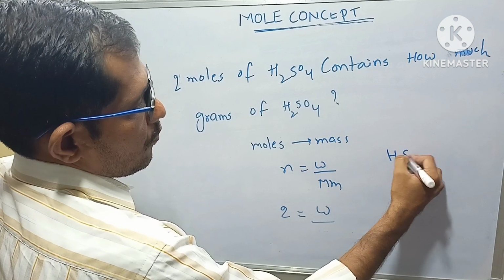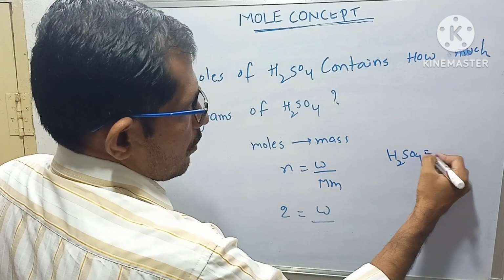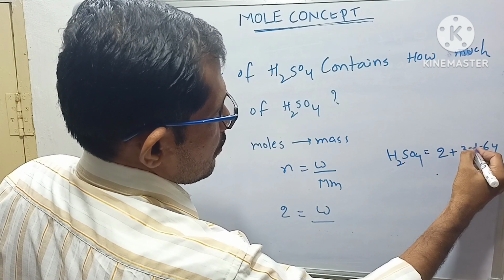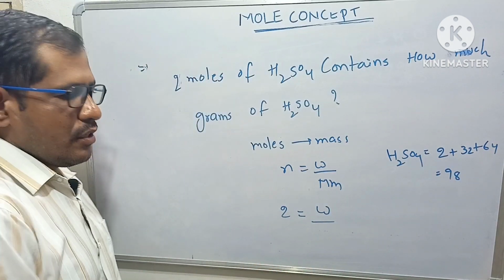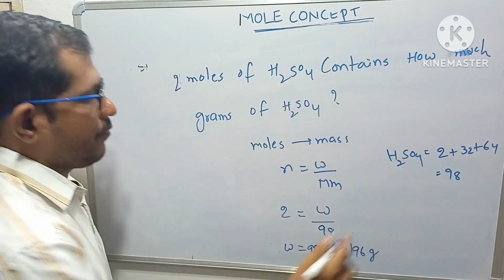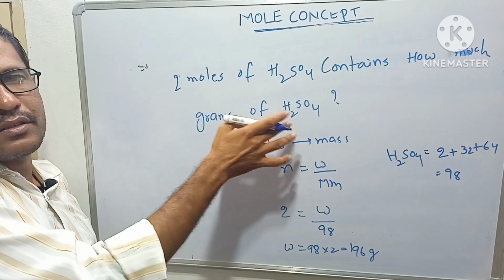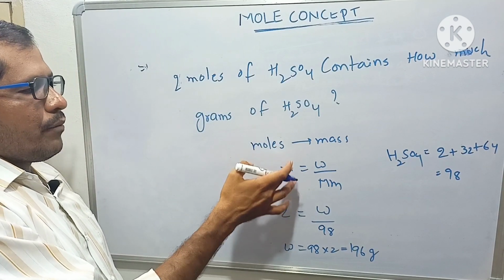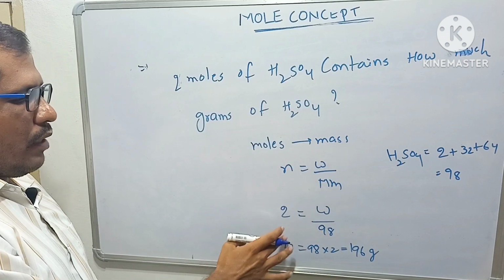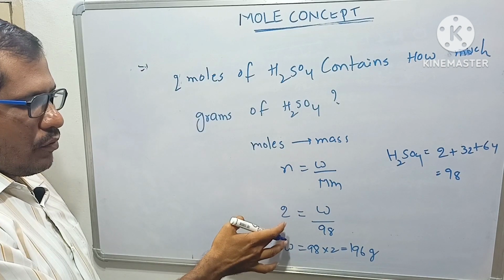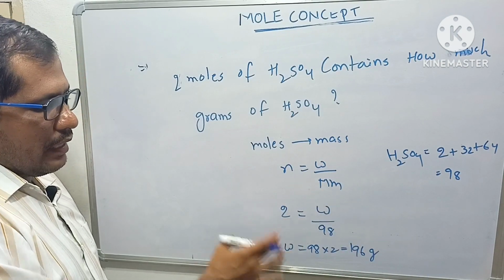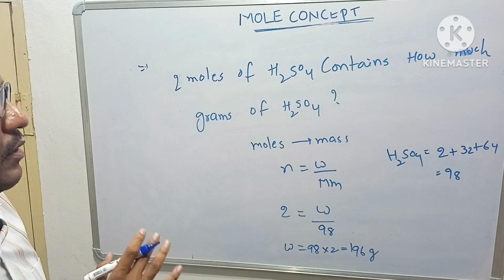The molar mass of H2SO4, I showed you how to calculate in the previous video. So 2 plus 32 plus 64, 98 is coming, right? I am going to substitute the molar mass over here. So weight equal to 98 into 2, 196 grams is coming, right? In the question he has given moles and asked us to calculate the mass. As we know the formula, moles equal to mass by molar mass. I substituted 2 moles, and the molar mass of H2SO4 is 98. If you calculate the weight, 196 grams is coming. This is the first step.